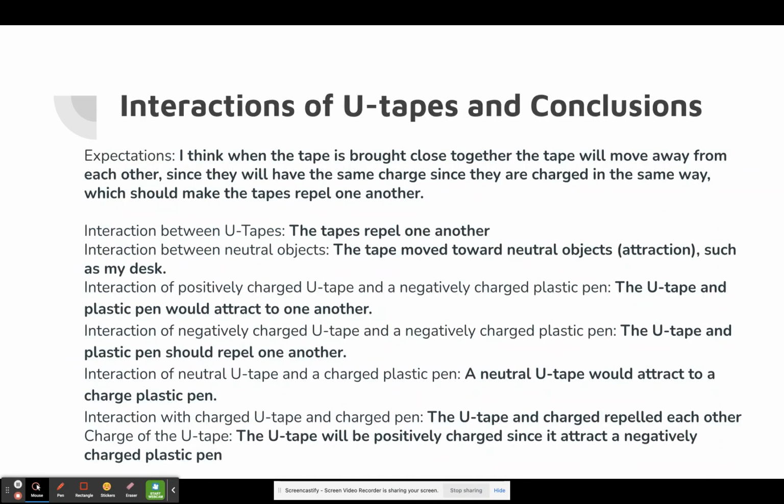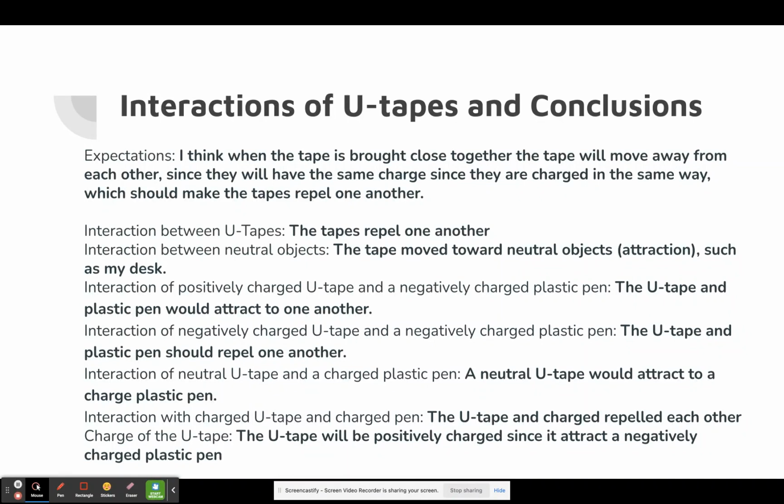For interactions of U-tapes and conclusions, my expectation was that when two U-tapes were brought close together, they would move away from each other, since I expected they have the same charge since they're charged in the same way. For the interaction between U-tapes, we found that they did repel one another. For the interaction with neutral objects, the tape moved towards them. As I held it close to my desk, it moved towards it with that attraction.